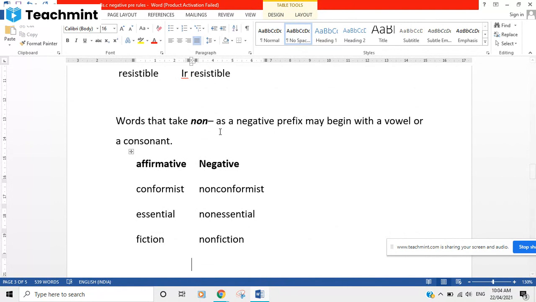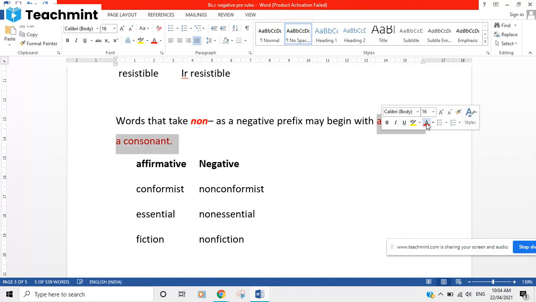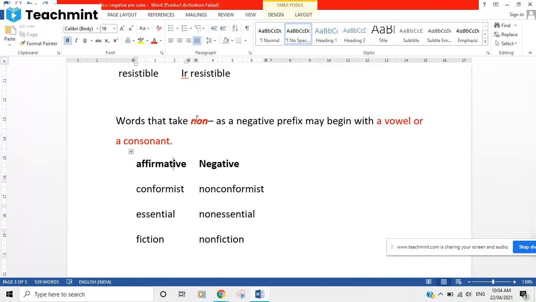Now here I have given some examples. Okay, did you understand all the rules that I just taught you? Okay, now give me the answers of this. You have to give me the answers. How will you make the negative of the given words? Which negative prefix will you use before these words? First, legal. How will you make it negative?